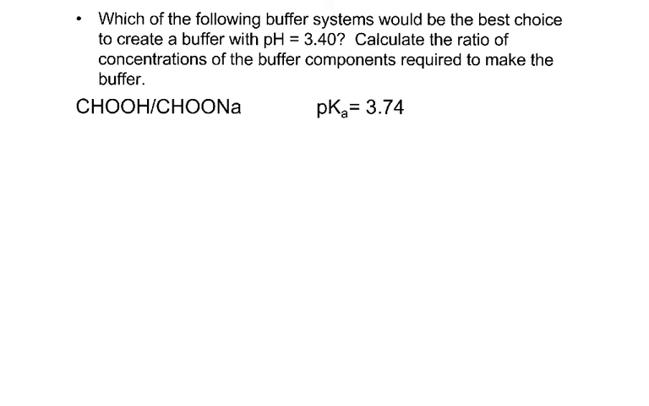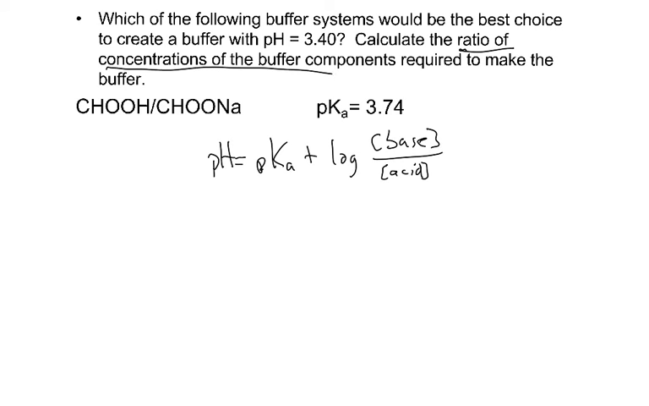All right, now we're going to answer the second part. We can adjust the pH of a buffer by changing the relative concentrations of the weak acid or the weak base. I know that pH is equal to pKa plus the log of the concentration of the base over the concentration of the acid. When they ask for the ratio of the concentrations of the buffer components, they're asking me to solve for that, right? That is the ratio of the concentration of base to the concentration of the acid.